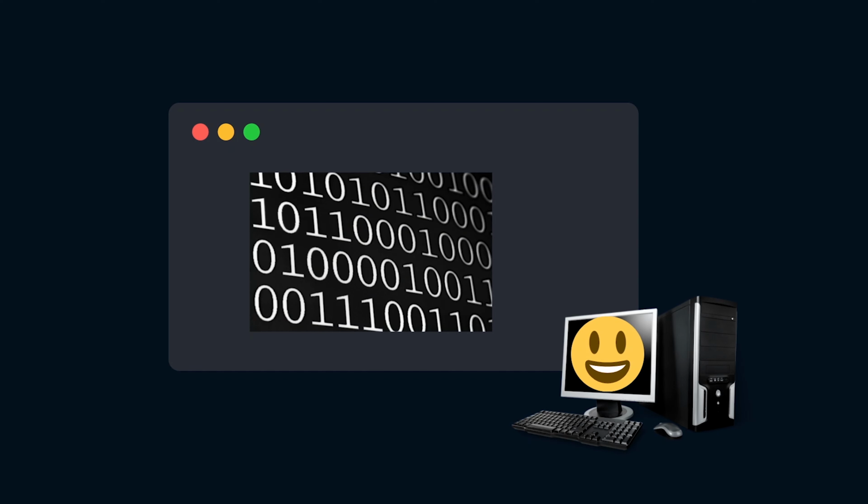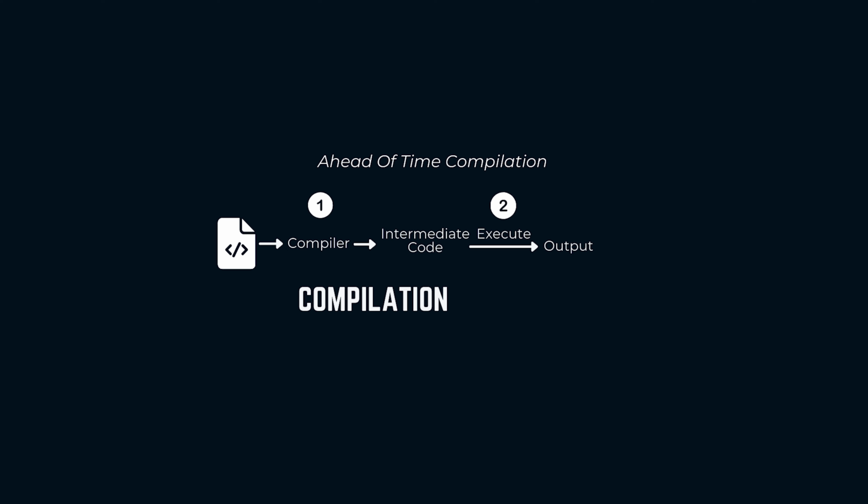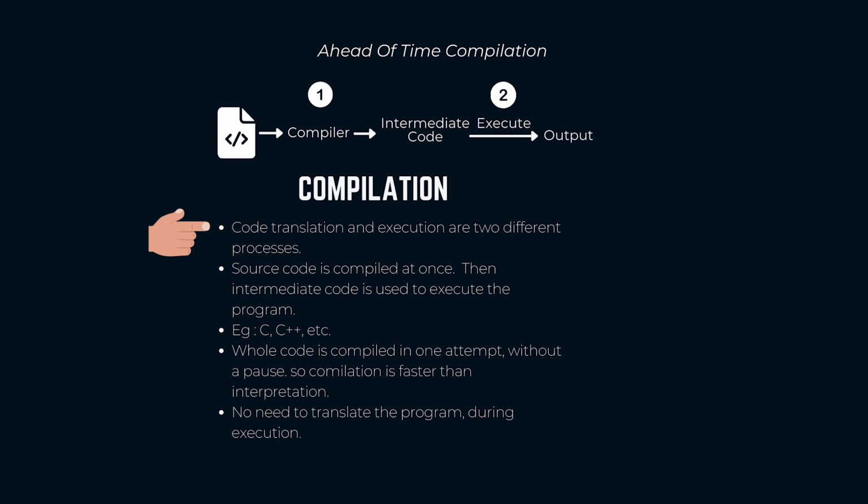Before moving forward, let's briefly discuss what is compilation and what is interpretation. In compilation, first of all, the program is translated or compiled into an intermediate code, most often referred to as object code. Then whenever you want to execute or run the program, you use this intermediate code. So compilation is a two-step process. The source code is translated once. From then onwards, the intermediate code is used to execute the program.